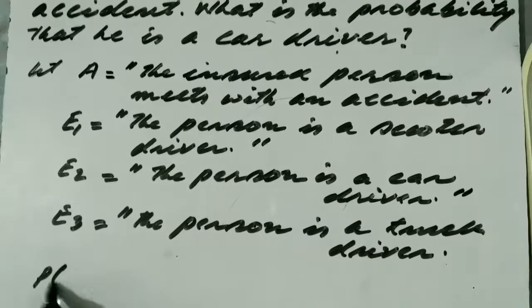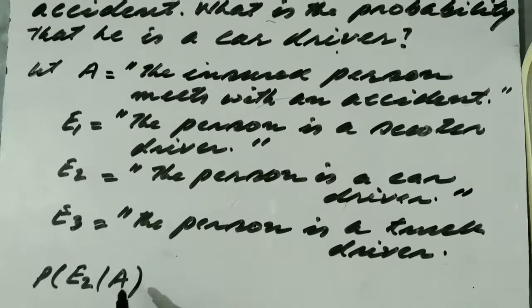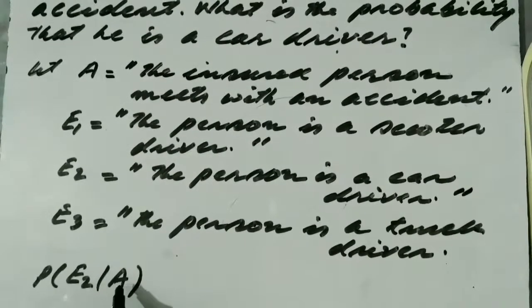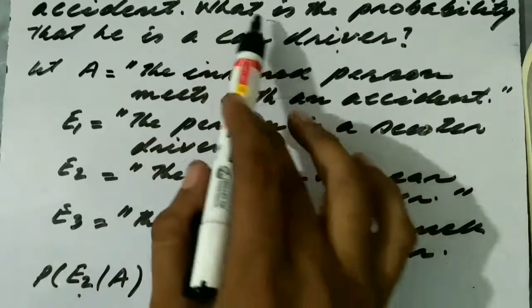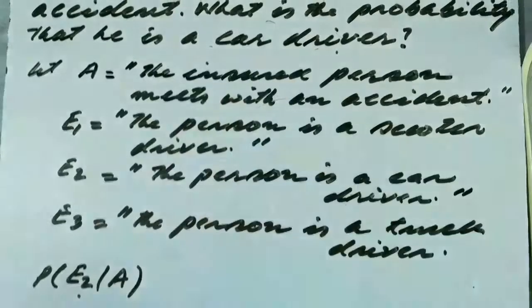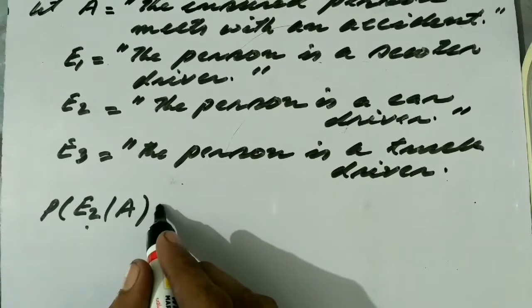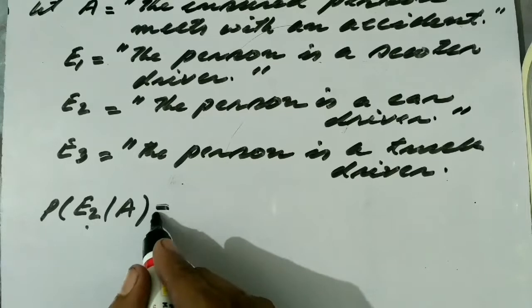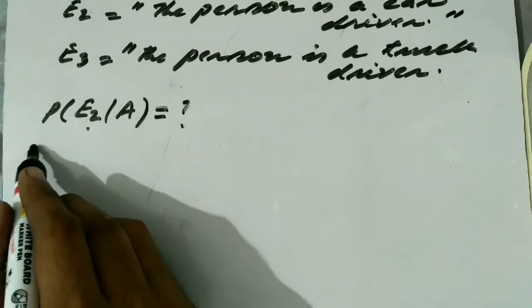So we need to find out P(E2 | A) or P(E2 partition A), because conditional probability is denoted by partition. The probability whose conditional probability is found is written first, and after the partition, on the right hand side, that probability is written which is given to have happened. So P(E2 | A) is required.